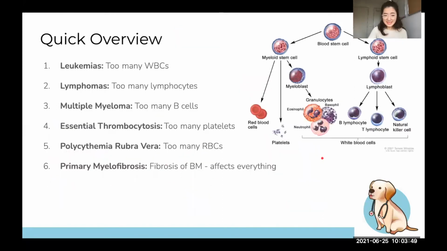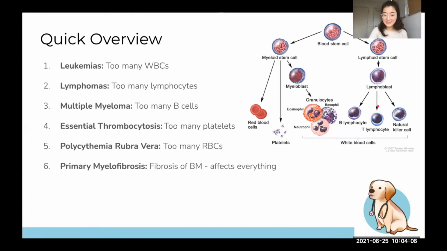So things can get a bit confusing. So just a bit of a general overview as to what means what. Leukemias refer to there being too many white blood cells. Lymphomas refer to there being too many lymphocytes. Those are two things that people get a bit confused about.